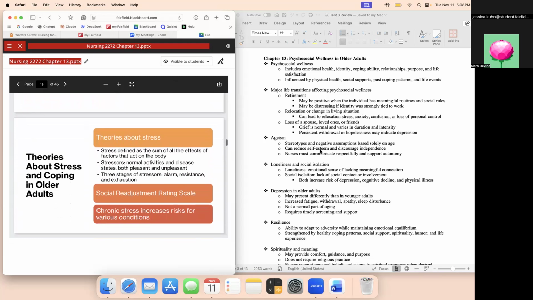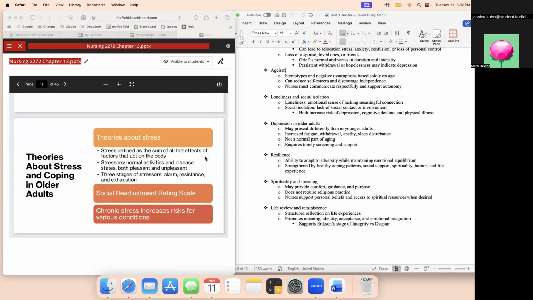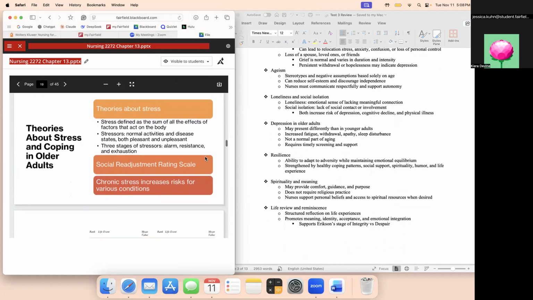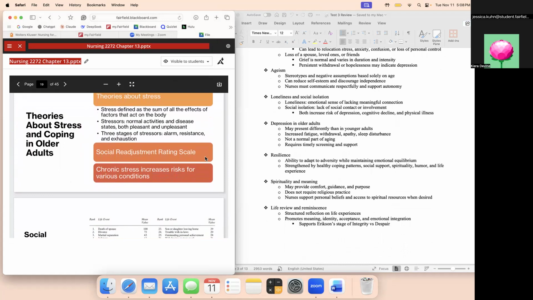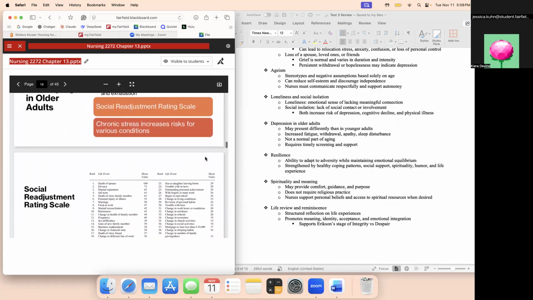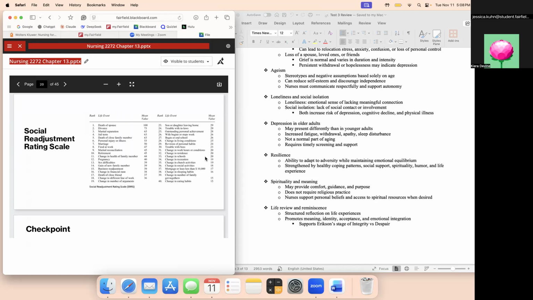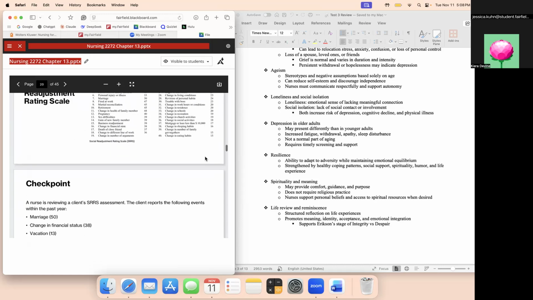Theories about stress and coping. I think this is where we left off over here. Stress is defined as the sum effects of all the factors that act on the body. Normal stressors could be normal activities, disease states, both pleasant and unpleasant. She references the social adjustment rating scale. You don't have to mention the whole thing, but just know kind of what it does.